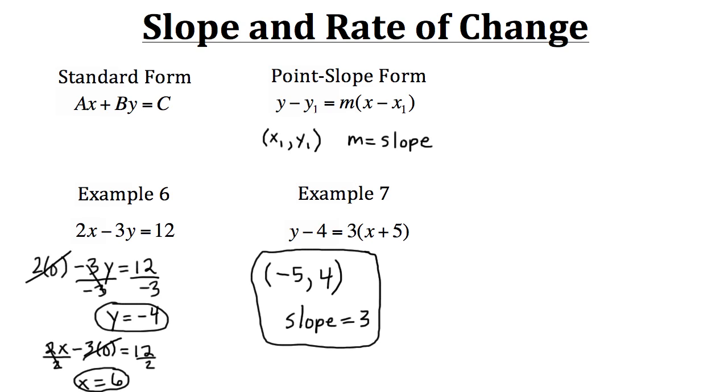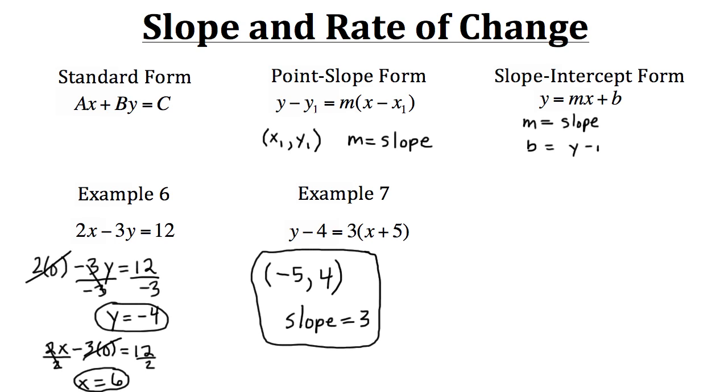Now let's take a look at one more form, and that would be the slope-intercept form. For this one, it isolates the output variable. So here we have y equals mx plus b. Now again, m is going to represent the slope, but b is actually going to be the y-intercept for this particular linear function.